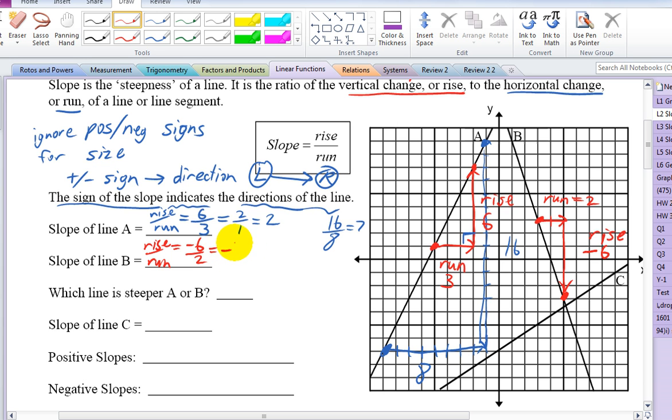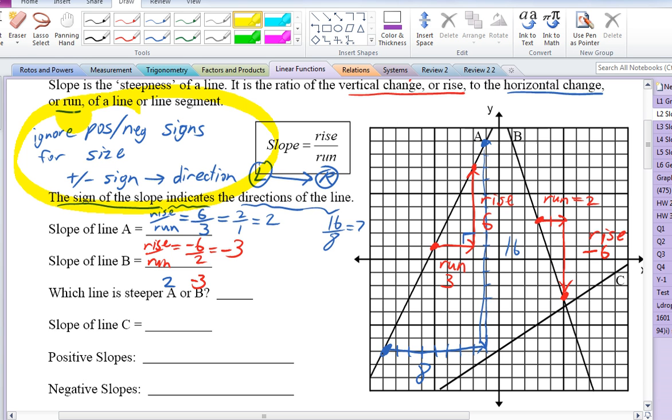Negative 3. Okay? So which line's steeper, A or B? Looking at your numbers, we have negative 3 and 2. Which line's steeper? Line A is 2, and line B is negative 3. Who says A? Hands up. Who wants to go back and read this again?